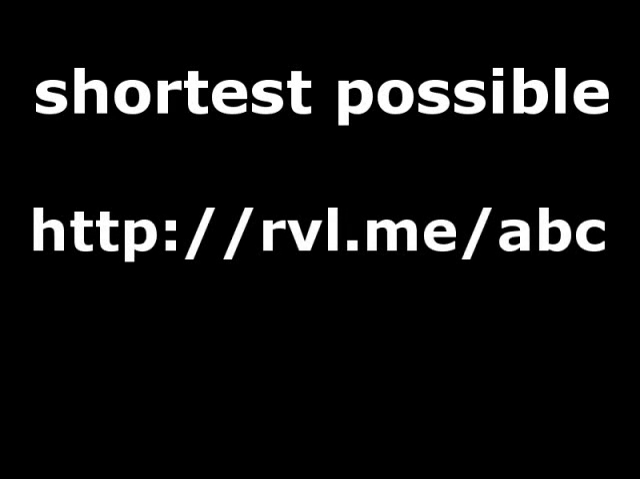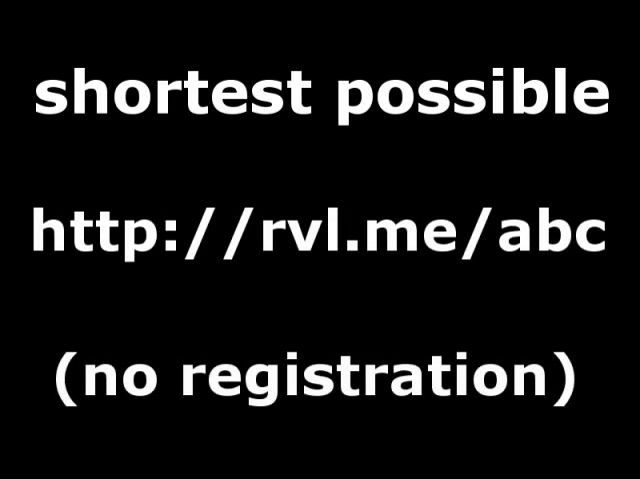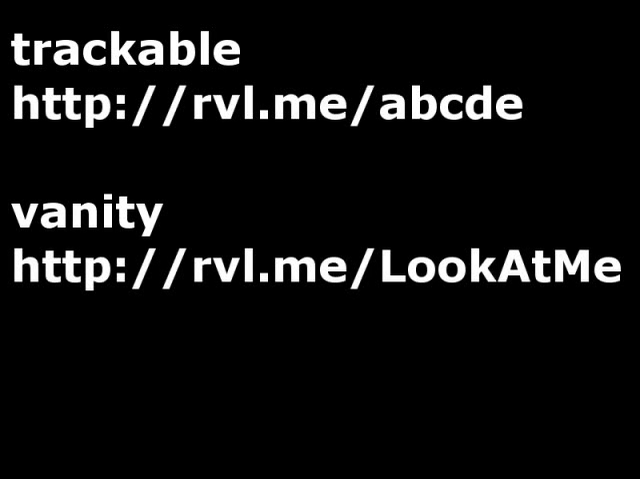There are three types of URLs you can create with rvlme. The simplest type is the shortest URL. As the name implies, this will give you the shortest length URL available. No registration of any kind is required to create this type of URL. The other two types of URLs are trackable and vanity URLs. These types of URLs are slightly longer than the basic URL, but they allow you to view reports for the traffic they generate. When you create a trackable or vanity URL, you'll be asked to provide your email address. If you don't care about viewing reports, you can skip this step.